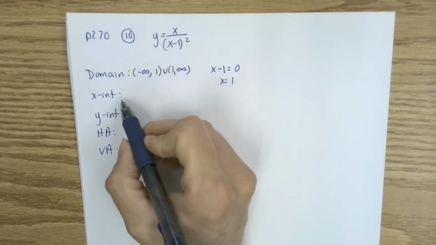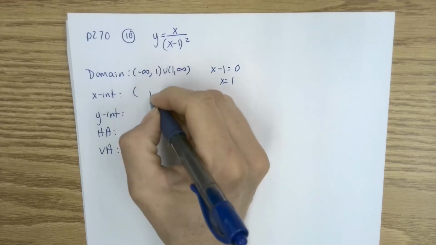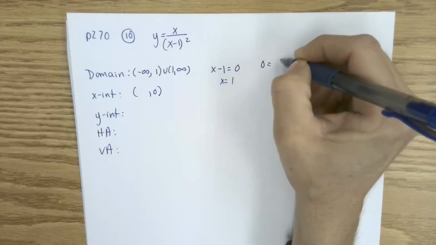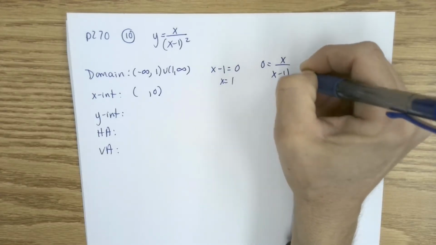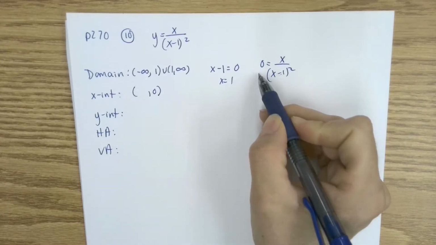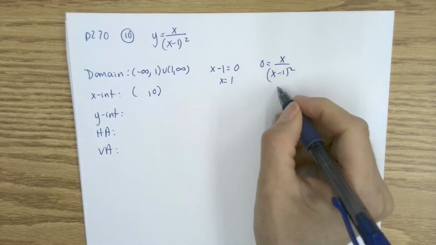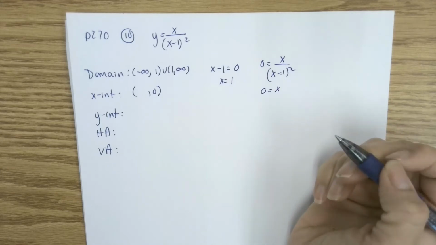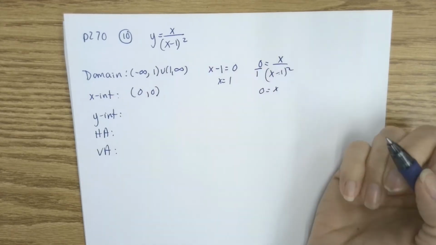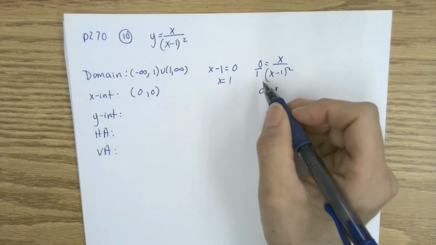For our x-intercepts, we are going to substitute 0 in for y. So 0 equals x over (x minus 1) quantity squared. We know that when a fraction equals 0, that only happens when the numerator is 0. So you can just set the numerator equal to 0, which gives you (0, 0). Or you can, if you forgot that, just drop a 1 underneath there and you can cross multiply.